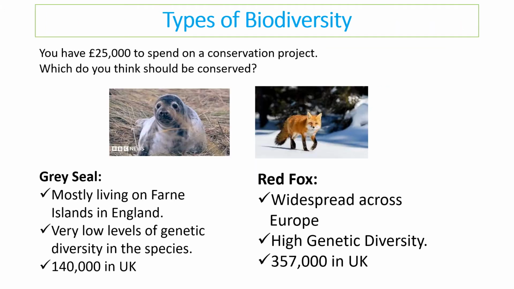So you need to know that there are different types of biodiversity and this can affect what we should conserve. For example, here we've got grey squirrels. They mainly live in one place in the UK. They have very low levels of genetic diversity and their numbers are relatively low. Foxes live across Europe. They've got a higher genetic diversity and they've got a higher number.